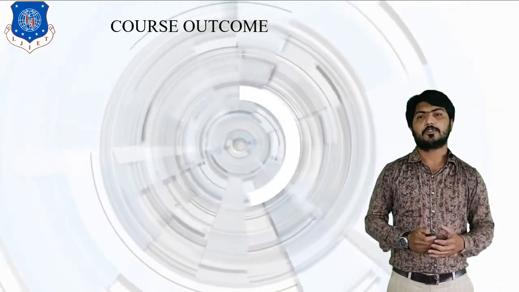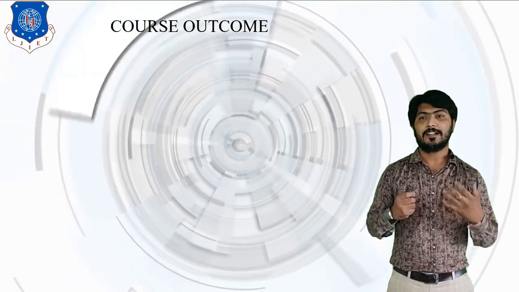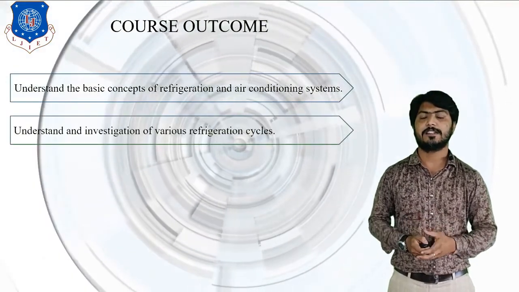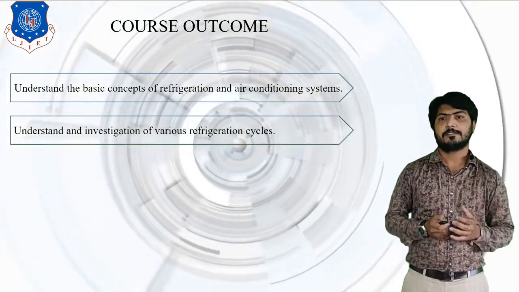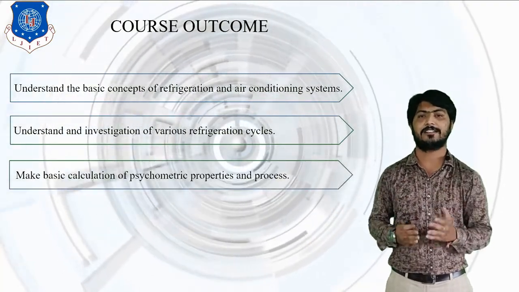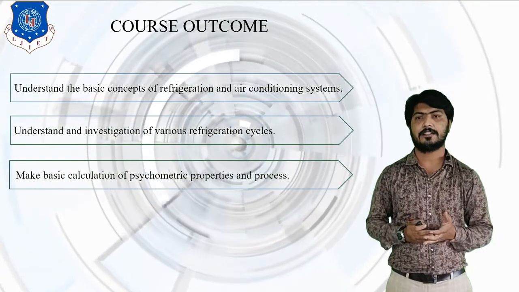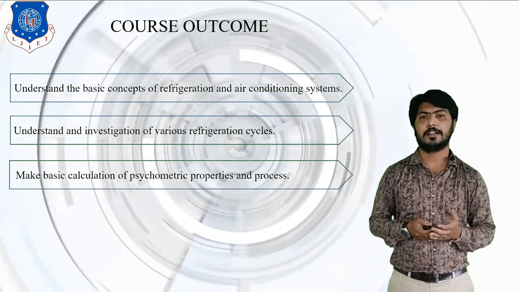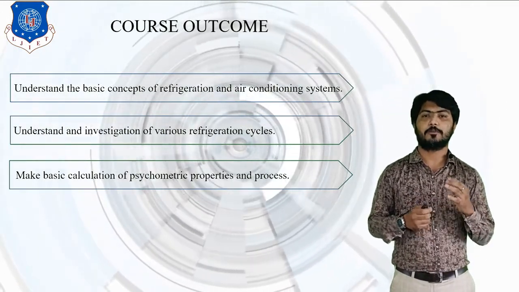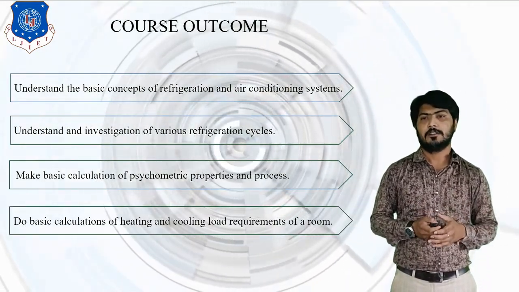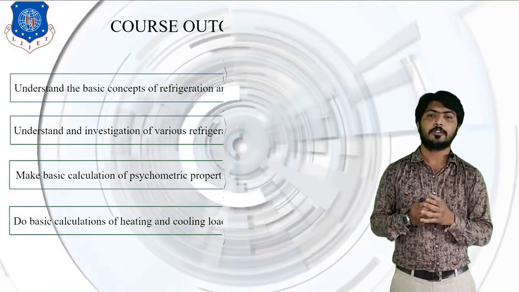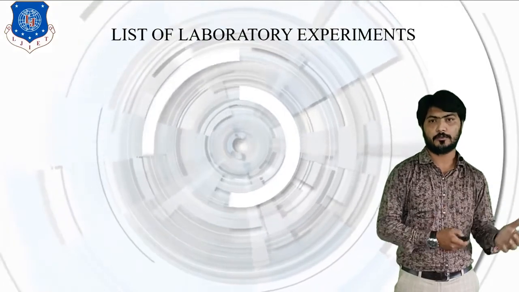Next, course outcome. Course outcome means what we learn from this subject. First, we can understand the basic concept of refrigeration and air conditioning system. Second outcome is the understanding and investigation of various refrigeration cycles, that is VCRS cycle, air refrigeration cycle, and absorption refrigeration cycle, etc. Next is to make basic calculations of psychrometric properties and processes. And final is we can do basic calculation of heating and cooling load requirement of a room.